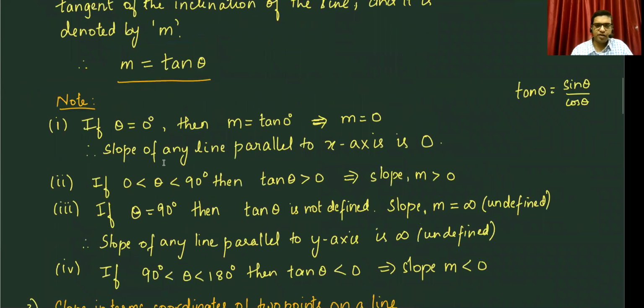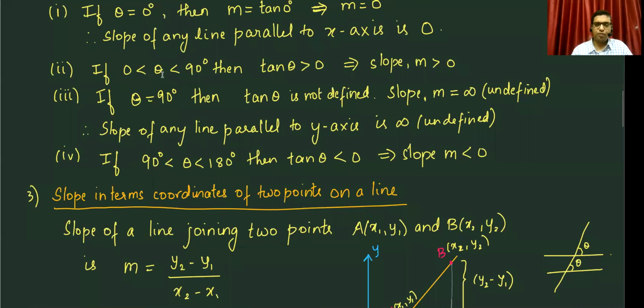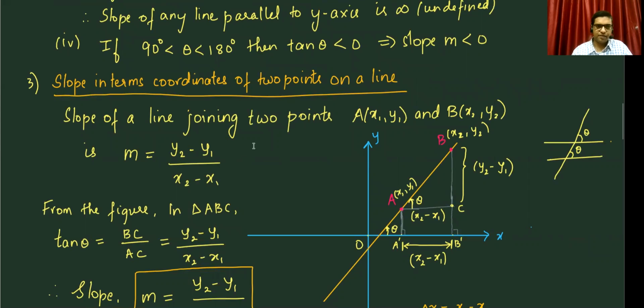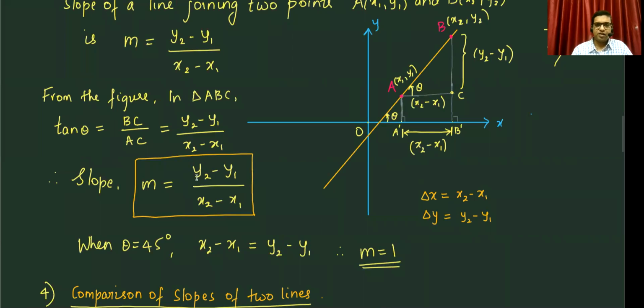Inclination lies between 0 and 180 degrees, and slope is tan of this. Slope of a horizontal line is 0. Slope of a vertical line is infinity. Slope of a line inclined at an acute angle to the x-axis is positive. Slope of a line inclined at an obtuse angle with the x-axis is negative. And slope in terms of coordinates of 2 points, this we discussed: y2 minus y1 by x2 minus x1.